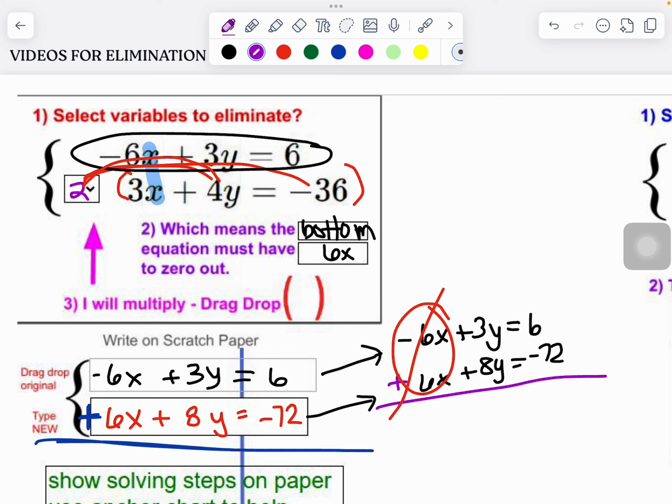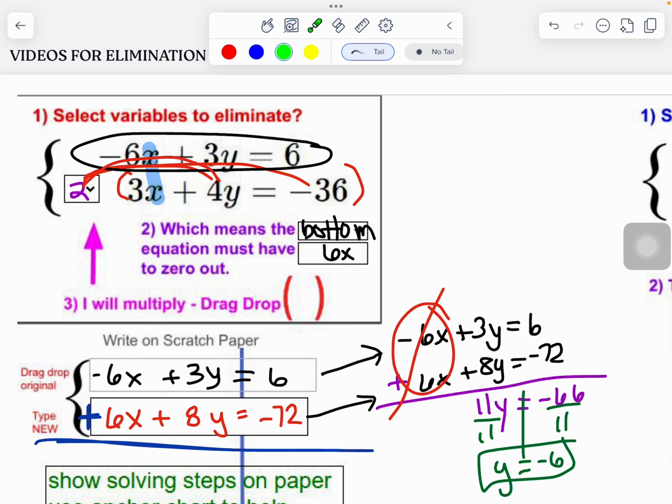And so then I have 11y. Bring down your equal sign. And again, I'm adding every time. So I'm going to use Desmos here, and I'm going to add 6 plus negative 72, and I get negative 66. Now, this is a one-step equation. We just need to solve this for y, and we're going to divide by 11, y equals negative 6.